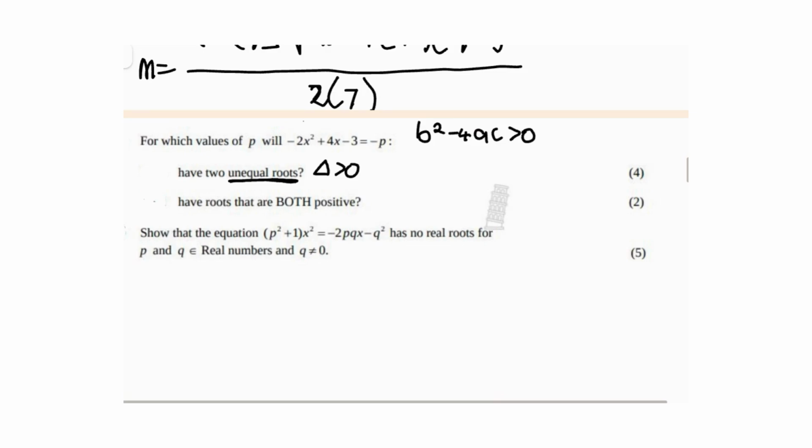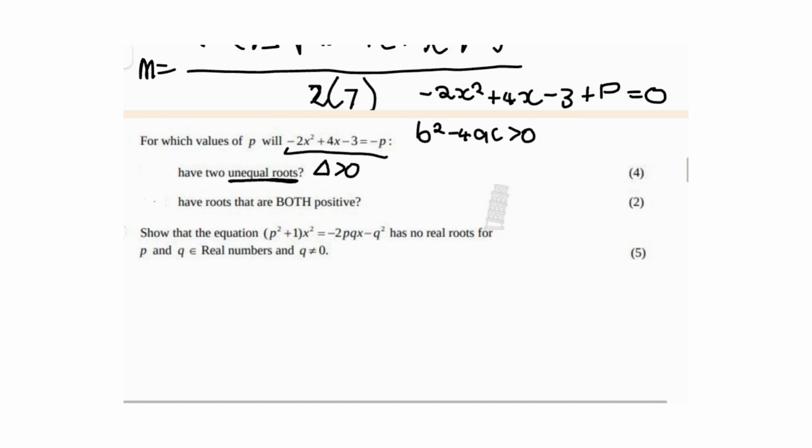But now, how do we get our a, our b, and our c when our equation is not in standard form? We don't have ax squared plus bx plus c equals 0 for the main equation that is given to us. So I'm going to rearrange it in standard form. It's going to be negative 2x squared plus 4x minus 3 plus p. Wait, why is it going the other way around? Minus p minus 3 plus p equals 0. So now I can extract my b.